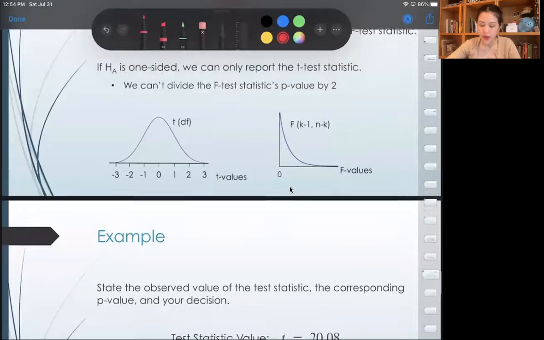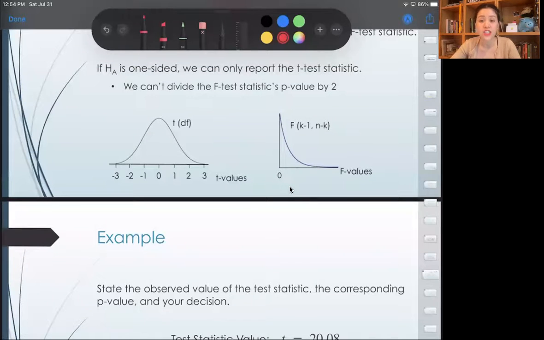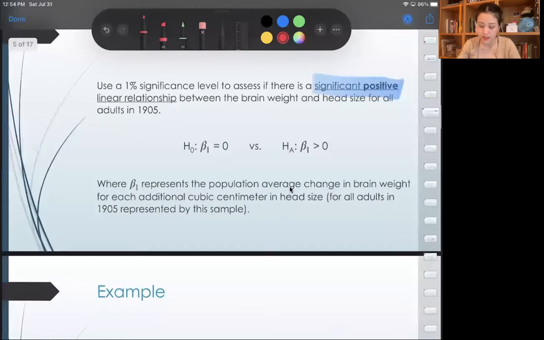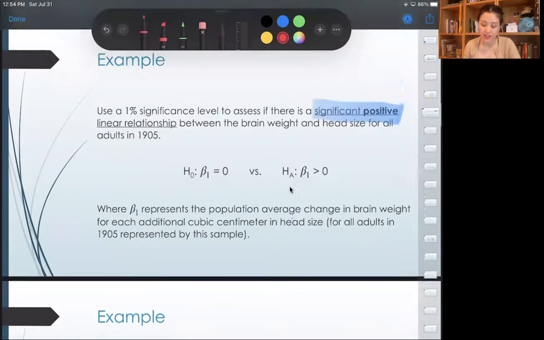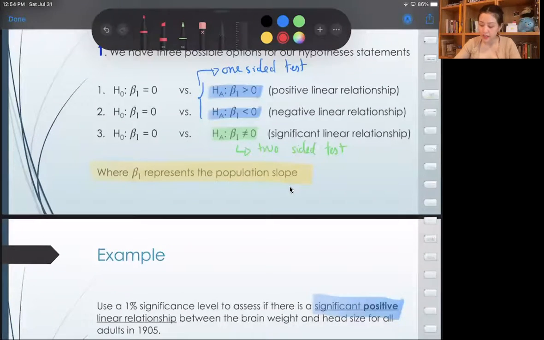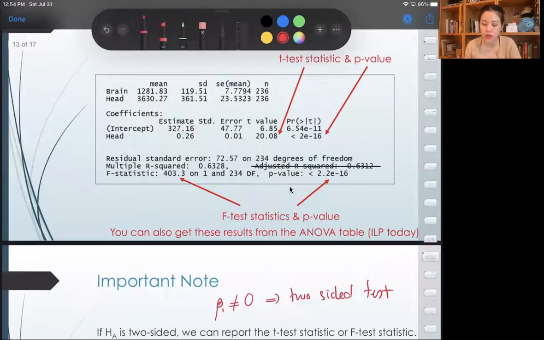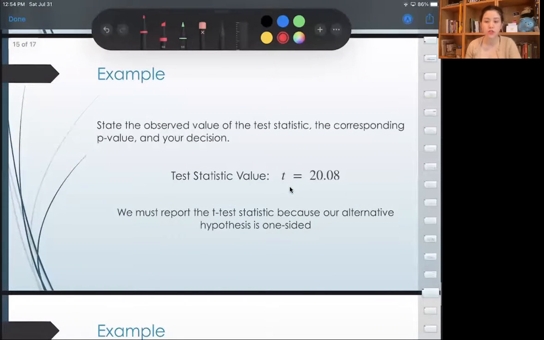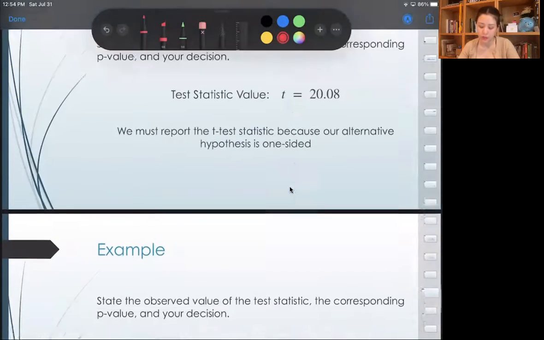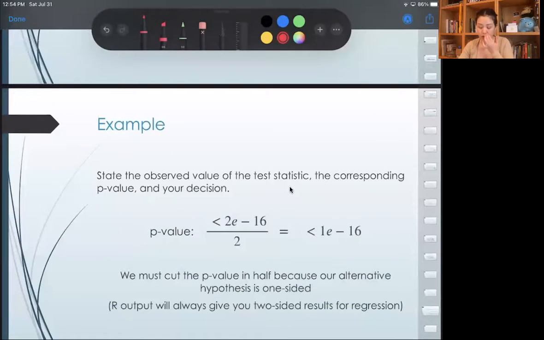Okay, so now let's go back to our HA, our alternative hypothesis. Our alternative hypothesis is beta 1 is greater than 0. This means it's a one-sided test. If it's a one-sided test, we're going to use the t-test statistic. So we're going to use the t-value. The t-value here is 20.08. And the corresponding p-value is the tiny one, 2 times 10 to the negative 16.